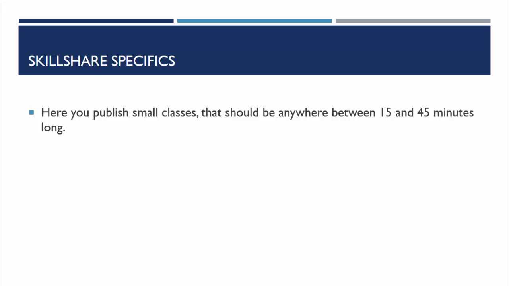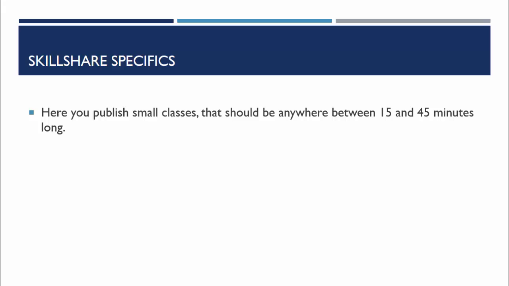So Skillshare specifics. Here you publish small classes that should be anywhere between 15 and 45 minutes long. This is a very important factor because I have seen, for example, a lot of Udemy instructors jumping on Skillshare and not researching the platform very well before doing that. They took all the courses they had on Udemy, and some of them had courses 3, 4 or 5 hours long, and they published that 3, 4 or 5 hours directly on Skillshare as only one class. That is not a very good thing.